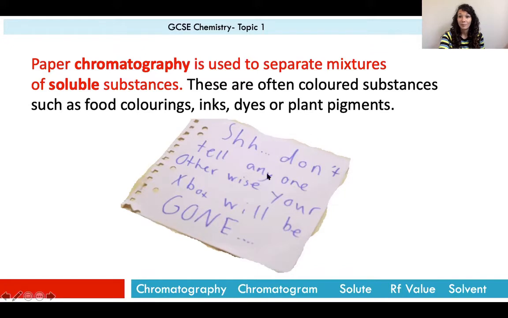Here is a little example of a use of chromatography. Chromatography can sometimes be used in crime scenes. Say there's been a note written in pen, you could try and find out the mixture of soluble substances inside that pen so that you could match it and try and find out which pen it was written with.